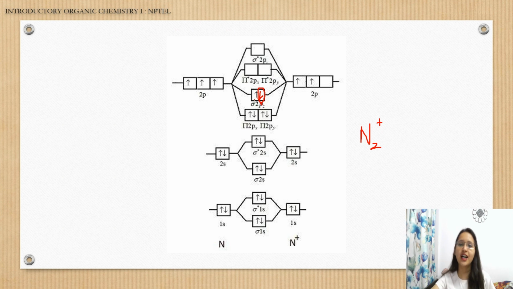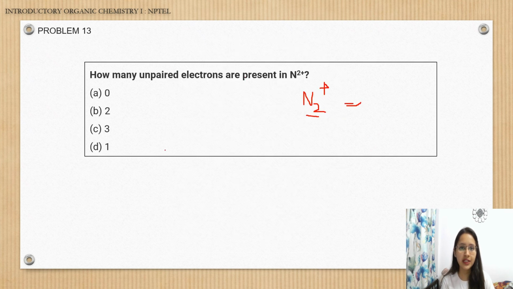And in the case of N2 minus, how many unpaired electrons? Yeah, one. Again one. Because in the case of N2 minus, you have 15 electrons. So for 15 electrons to be filled, you have to fill this, you have to fill this. So here also you have one unpaired electron. So is it clear to everyone how many unpaired electrons are there in the system? The correct answer will be option D.